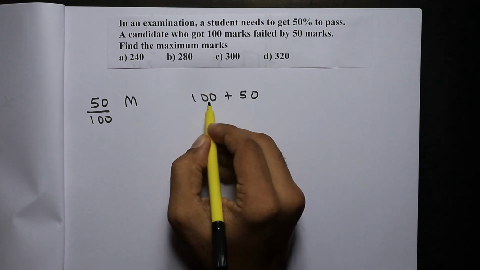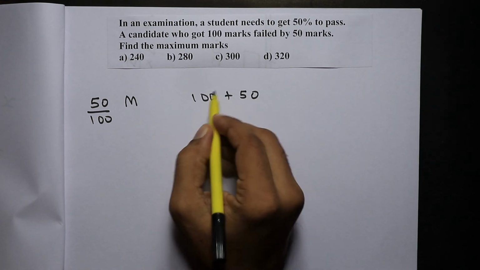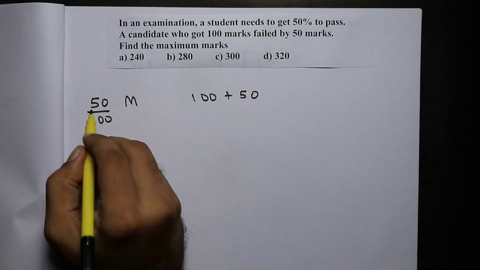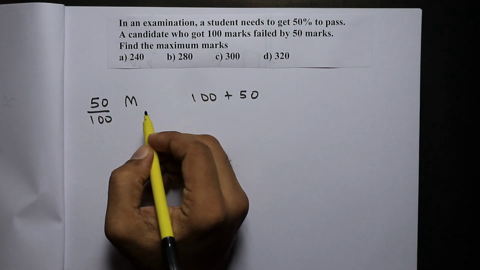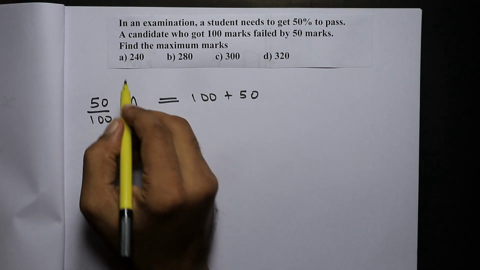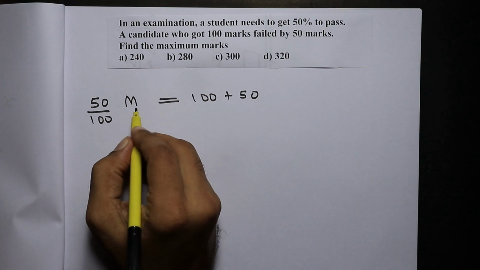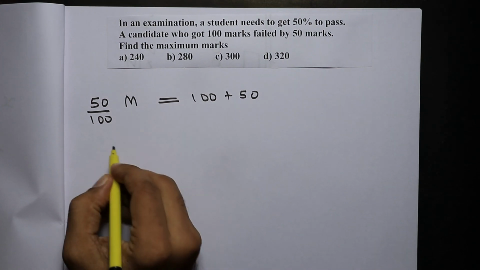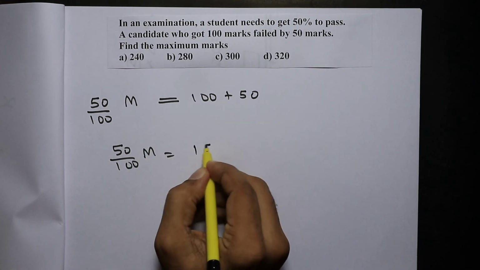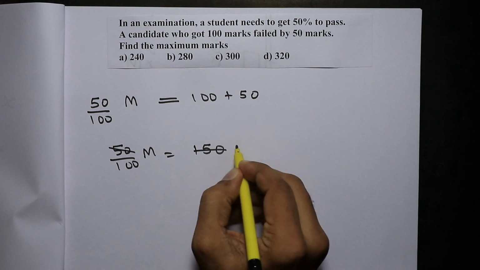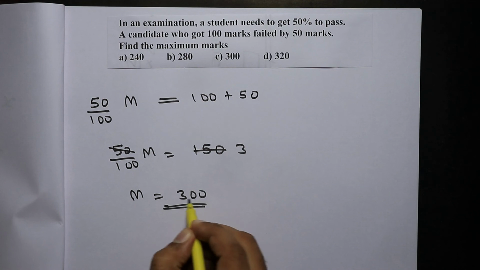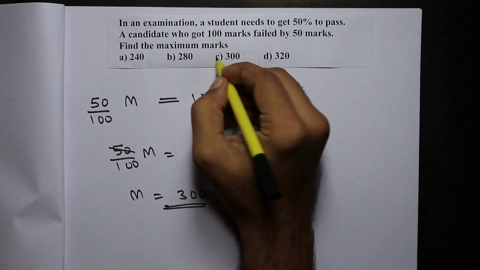He would have passed if he had scored 100 plus 50, 150, that would have been equal to the pass mark. Now this is also equal to the pass mark. That is, 50% of the maximum mark is the pass mark. And this is also equal to the pass mark. So we can equate them. So find the maximum marks, that is M. So 50% of M is equal to 100 plus 50, 150. Here 50 divides 3 times. So M you will get it as 100 into 3, 300. So 300 is the maximum marks. Hence option C, 300.